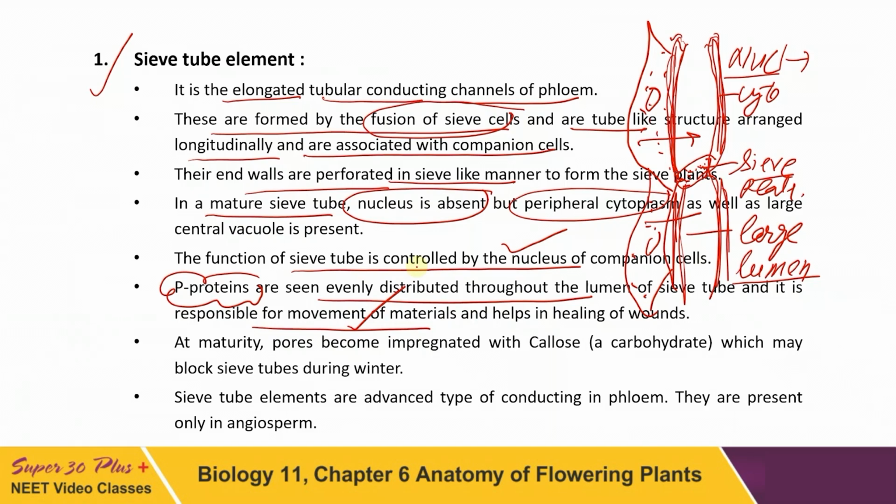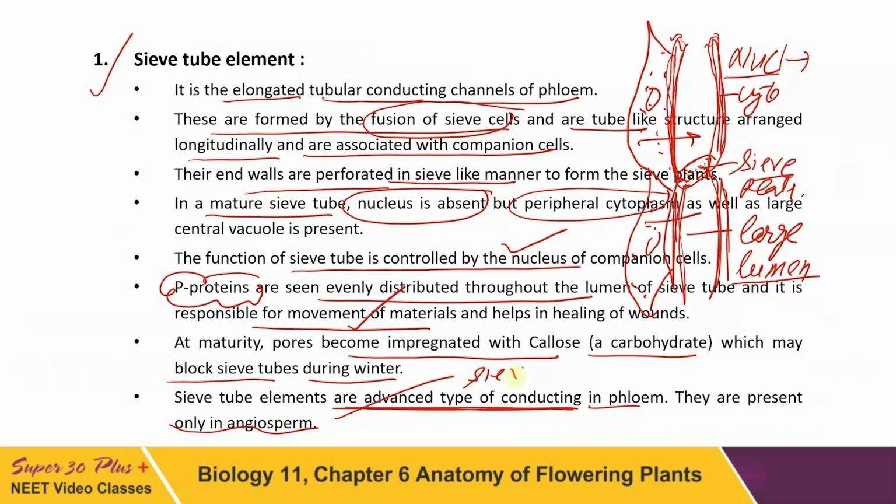Important, P protein. At maturity, what happens? The pores are impregnated with callose, a carbohydrate, which may block the sieve tube during the winter season, and when the season becomes favorable, this will be dissolved and a passage will be formed. Sieve elements are an advanced type of conducting tissue found in phloem. These are present only in angiosperms. As I told you, in pteridophytes and gymnosperms, these are substituted by sieve cells. Come to the next now.